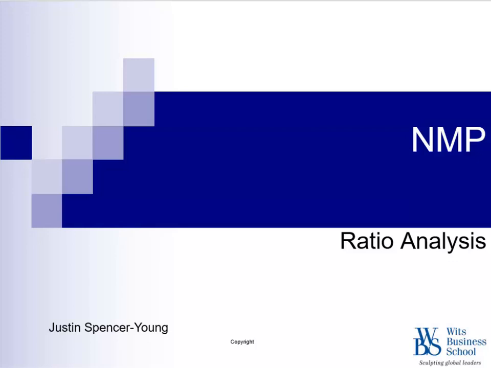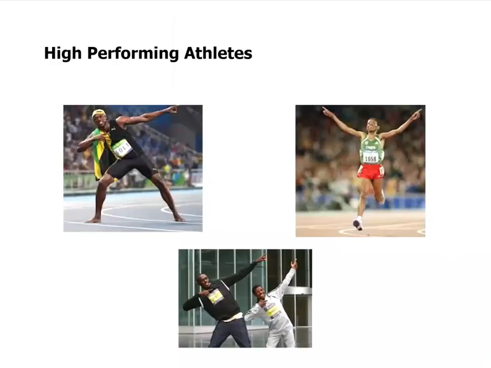Welcome to video 10, where we're going to look into the theory behind ratio analysis. I'm going to use an analogy to demonstrate what the intent is behind ratio analysis. So I've picked two well-known athletes, and one of them is Usain Bolt, and the other is Haile Gebrselassie.